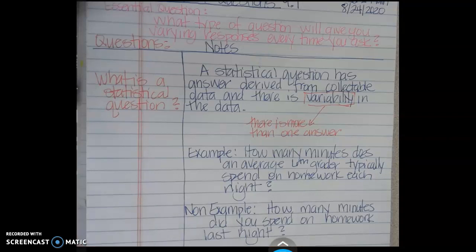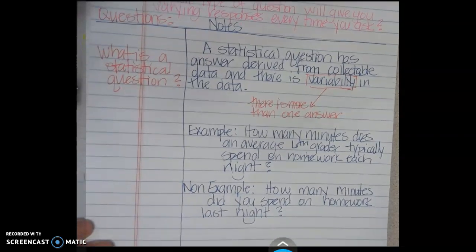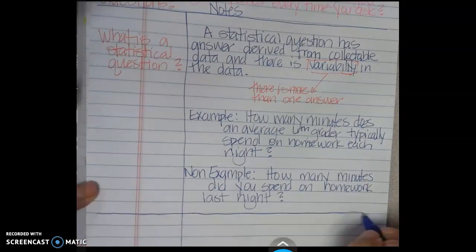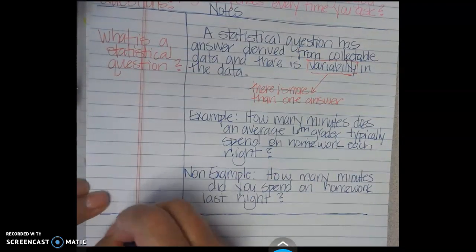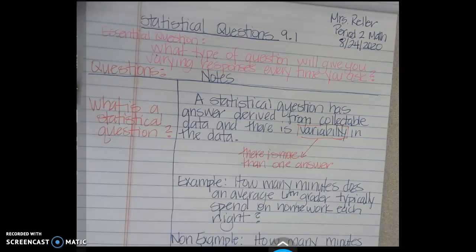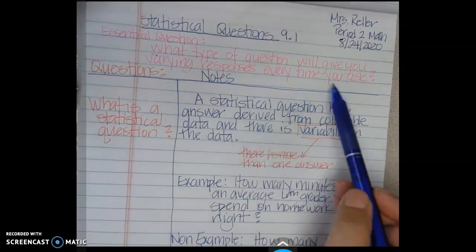My suggestion is to come up with a question that you could ask that would go with this section of your notes. And then, at the very end of your notes, down here at the bottom, you should be reflecting and be able to answer the question up here: what type of question will give you varying responses every time you ask?